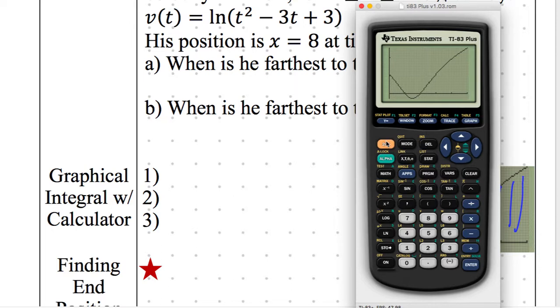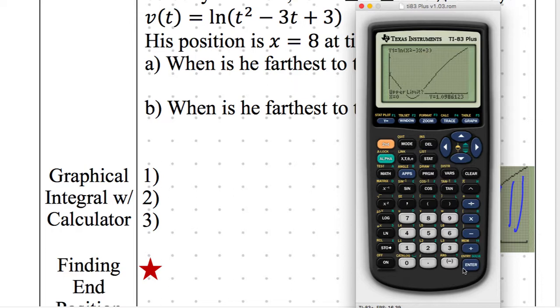So I go to second, trace, and I have my calculate menu, and I'm going to hit 7 because 7 corresponds to the integral. You can see that little integral symbol down there. You can actually scroll down and hit enter if you want, but the quicker way is just hitting 7. It's asking, where's the left-hand side? Where's the right-hand side? The lower limit, the left-hand side, we can just hit 0. So type 0, then enter.